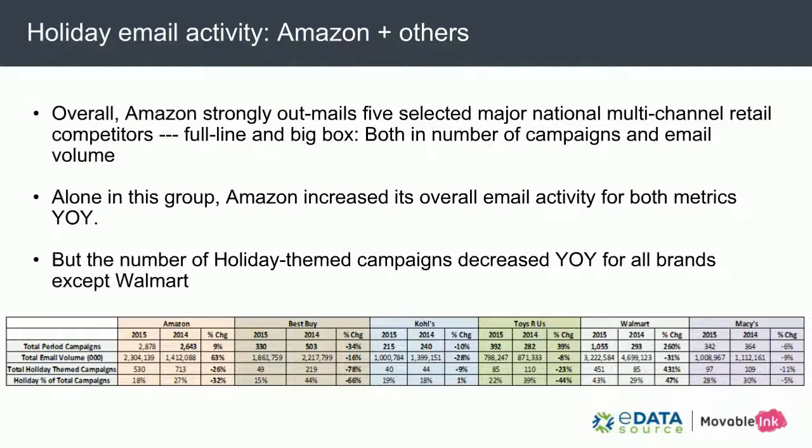There are more than twice as many as the next largest, and that's Walmart, and that's increasing year over year for the period. They're second highest, behind Walmart, in actual deployed email volume, and that's increasing. They mail almost 20% more holiday-themed campaigns than the next highest, also Walmart. It's also true that Amazon's share of holiday-themed emails went down year over year, but some other brands did too.